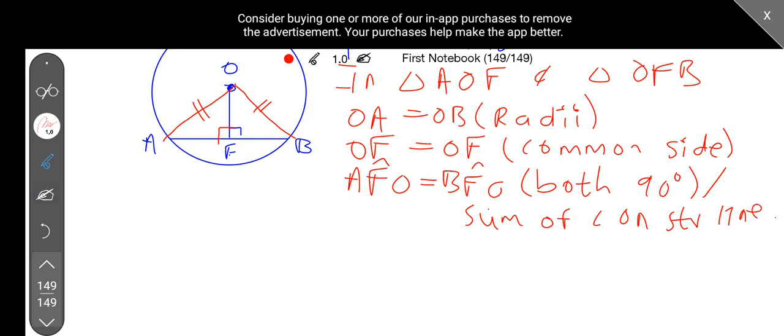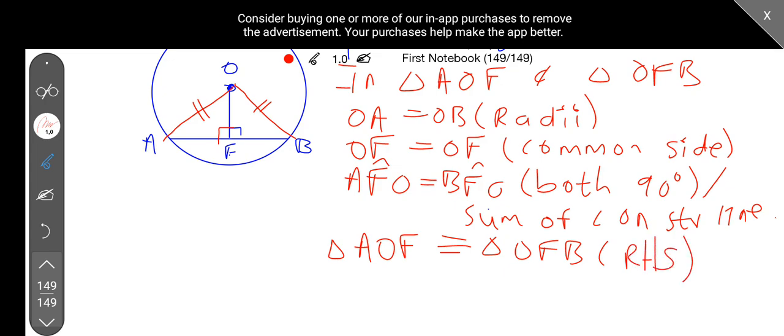Okay, so this is the line here. And because we have proved this condition, the hypotenuse of this triangle and the hypotenuse of the other triangle, the 90 degrees and the 90 degrees, the side and the side, we can say that therefore triangle AOF is congruent to triangle OFB, and the reason is RHS. The right angle of one triangle is the same as the right angle of the other, and the hypotenuse is the same as the hypotenuse of the other, as well as the side. Therefore, we can conclude that they are congruent.